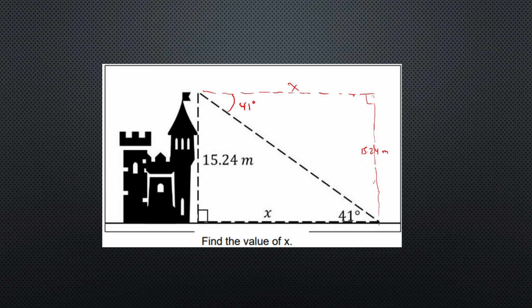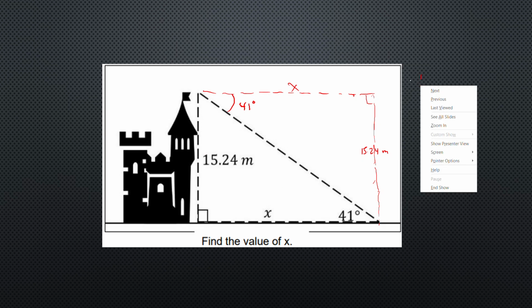Now, how to solve this? You identify which part of this triangle these variables are. With respect to 41 degrees, x is just the adjacent side. And this side here, the height of the tower or the castle, is 15.24. That is the opposite of the angle.